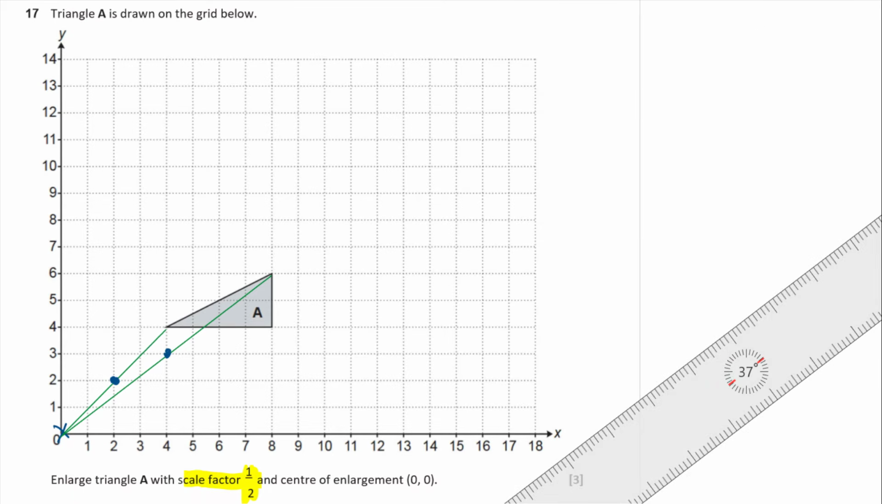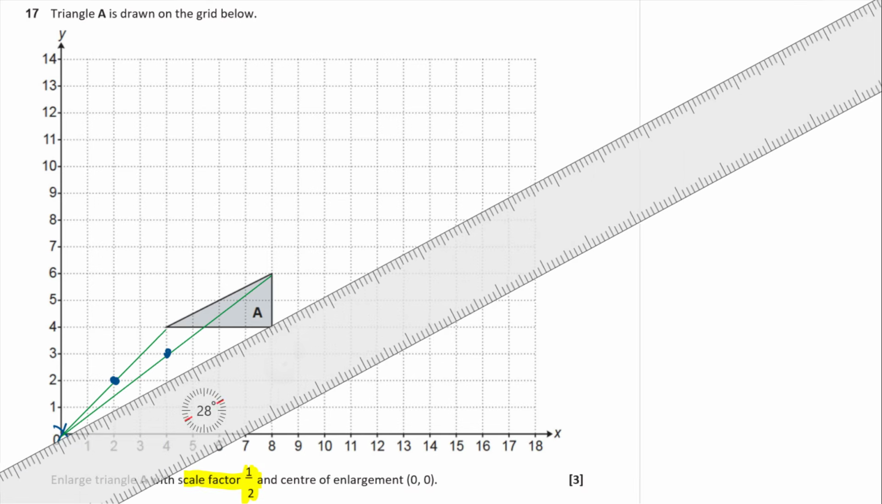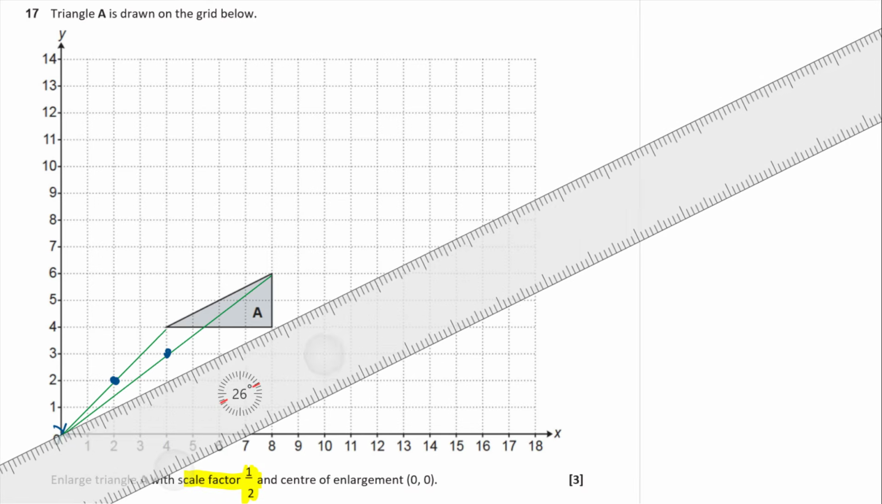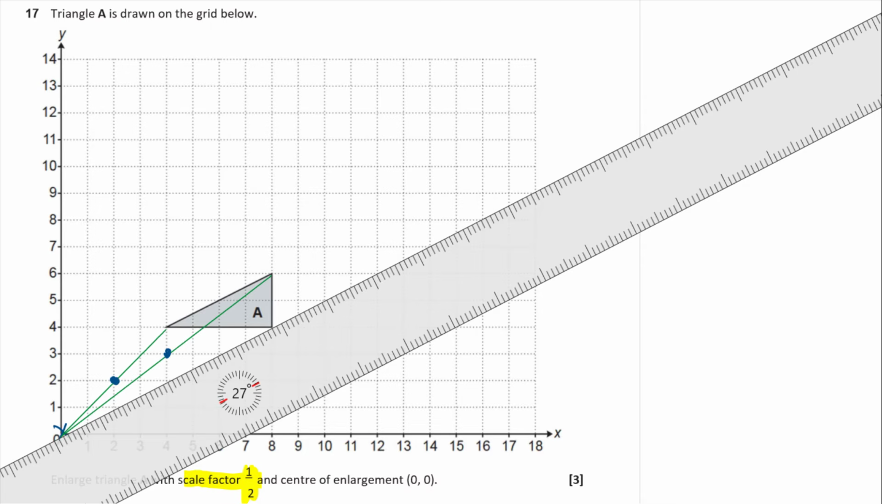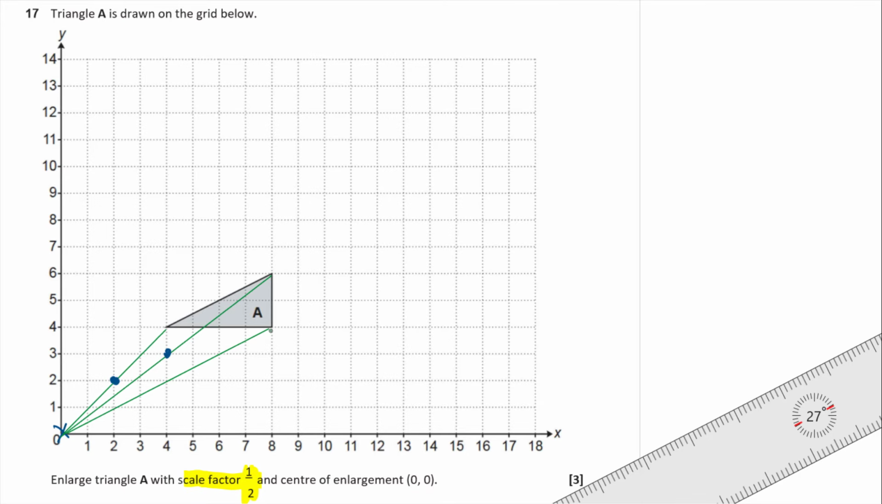And then finally, I've got this point. So again, counting the distance, that's 8 along and 4 up. So if I halve that, it's going to be 4 along and 2 up. So you can see my little triangle has kind of formed itself there. So let's just join that up. There's my little triangle there. So that's my enlargement there. So you can see my triangle ends up actually getting smaller than it did, not bigger.